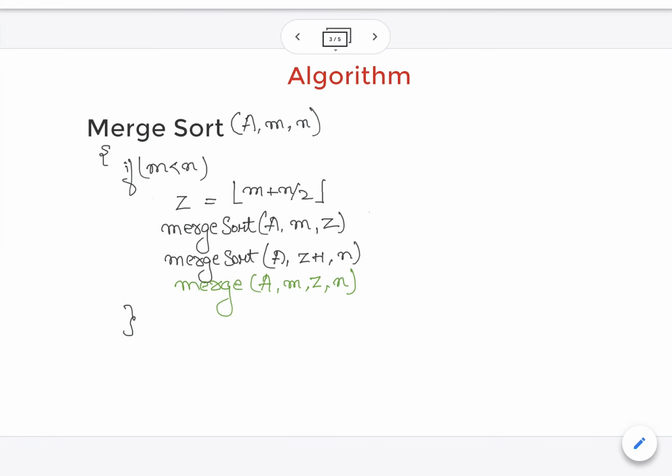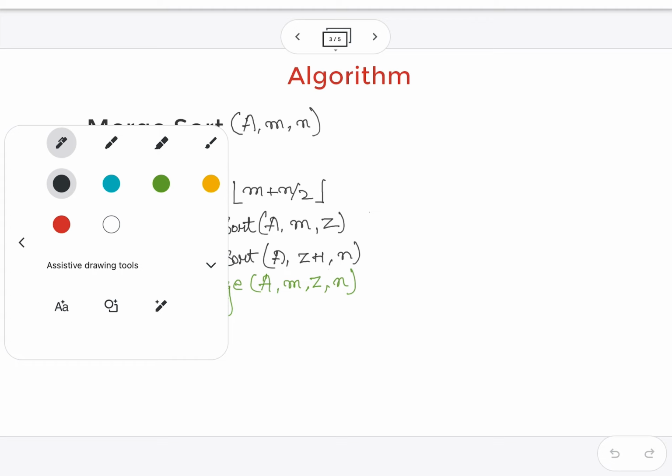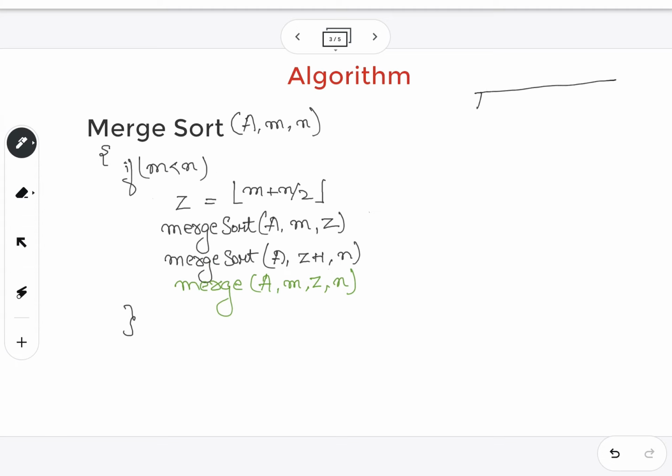So this was the algorithm of merge sort. This is the merge sort function. A is an array that has been passed. M is one index and N is also one index that has been passed. For example, we took an array of size, let's say 10, 1, and the other elements are here. There is 10. So M corresponds to this index and N corresponds to this index. So M is the starting index, N is the ending index, and A is the array.